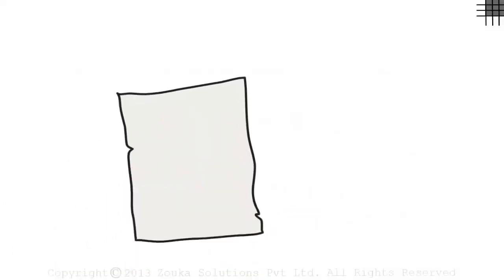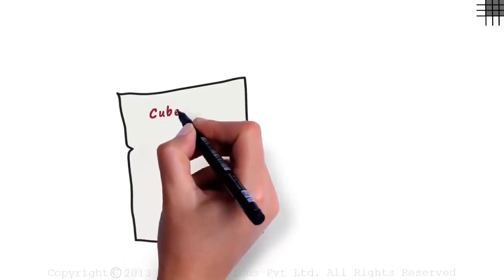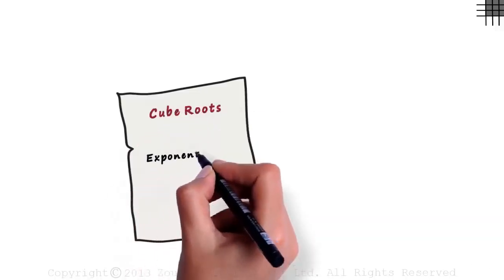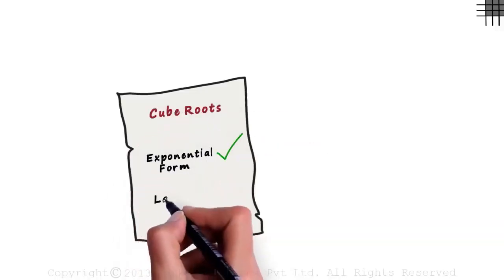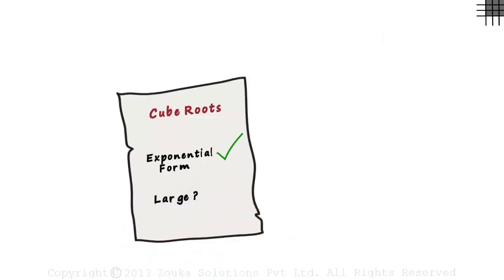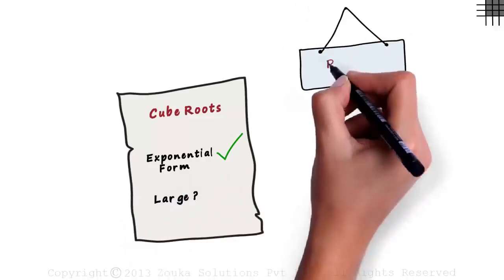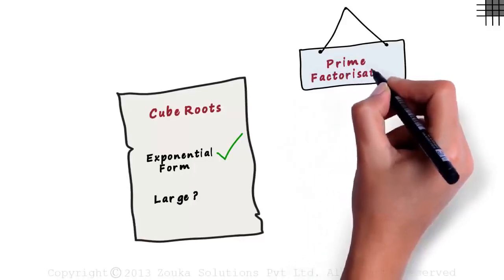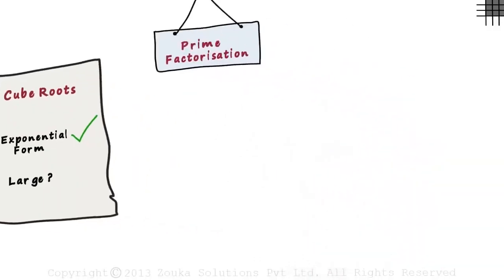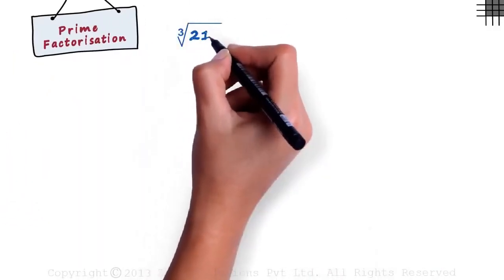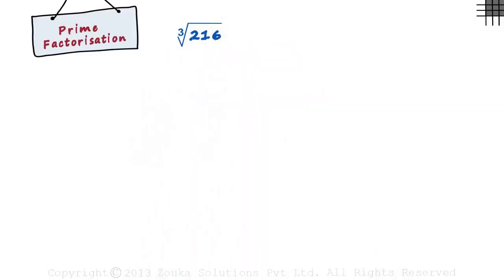In the previous video, we learned how we can find the cube roots of numbers in exponential form. But what if the numbers are large and are not in exponential form? Well, we use the prime factorization method. Say we want to find the cube root of 216.